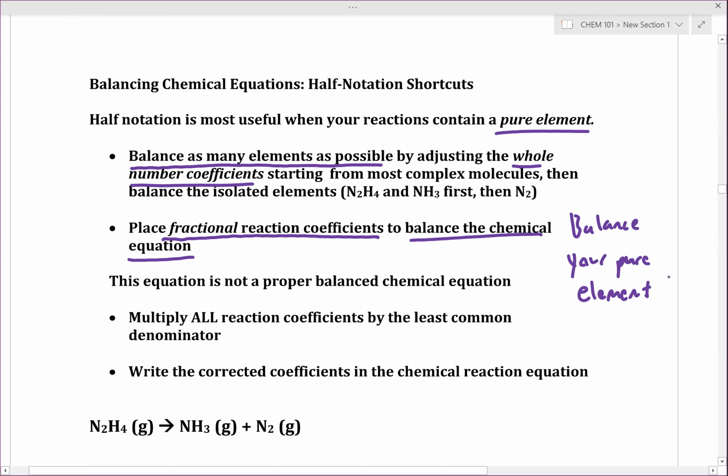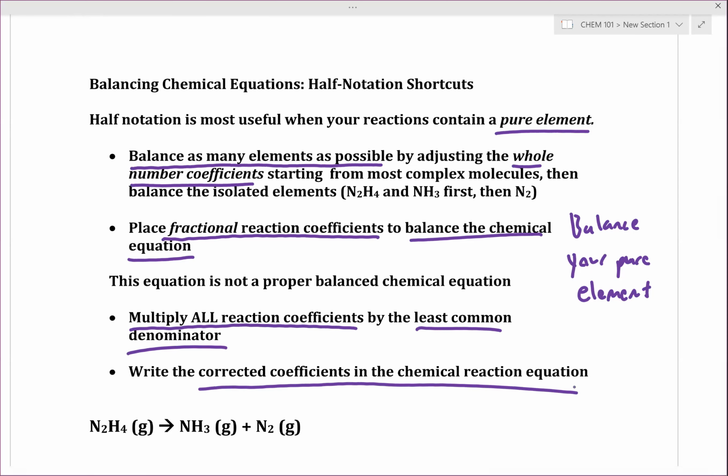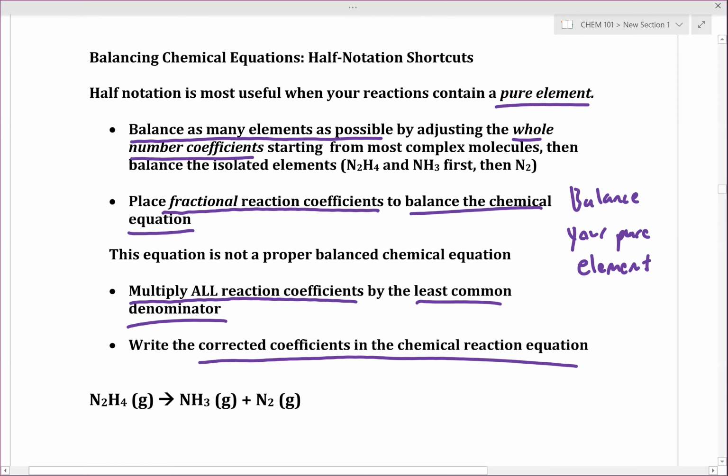Now, as we've discussed earlier, a fraction, half a molecule, doesn't have physical meaning. So you won't end up with a final balanced equation in perfect form using this method. So to generate your proper balanced equation, you're going to multiply all of your reaction coefficients by the least common denominator and then write your corrected coefficients. So why are we going through and why am I showing you this method? Why do I want you to potentially use this method?